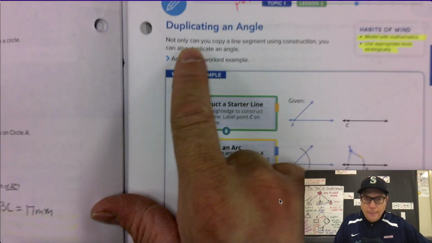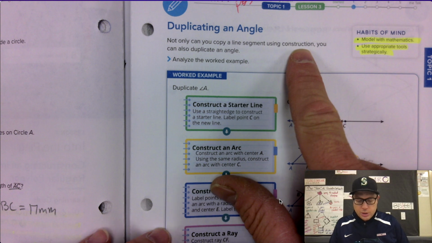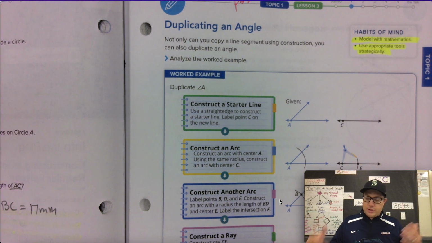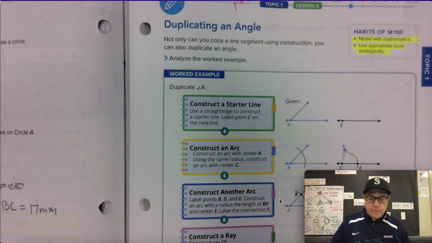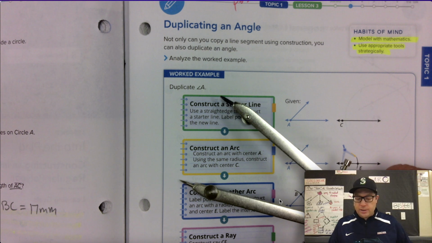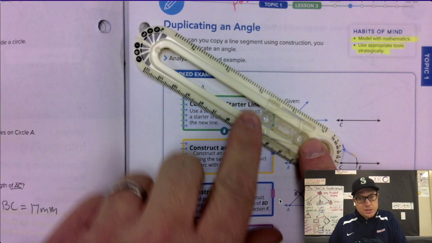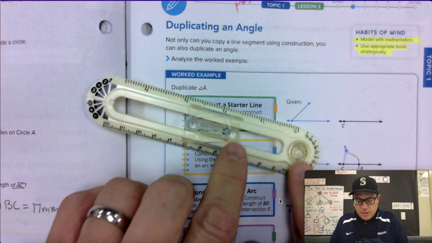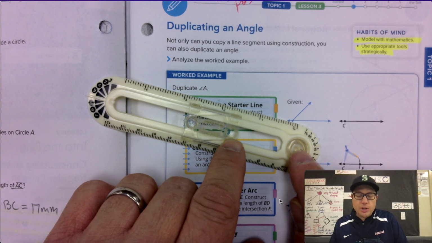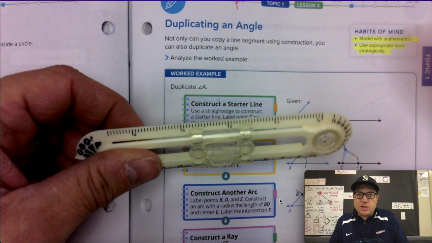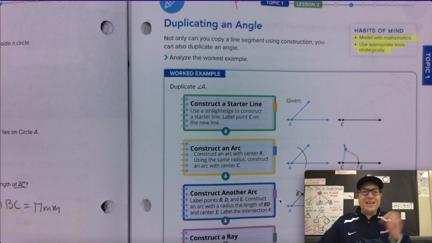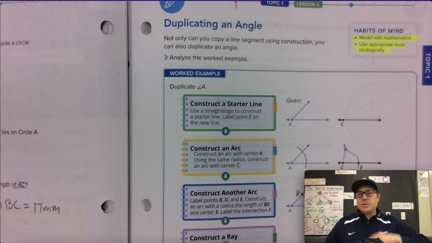Not only can you copy a line segment using construction, which we've done, copy a line segment with one of these compasses, where you use the span in these compasses to determine how long it is, or you just straight up measure it, how many inches or millimeters that line segment is. Use a straight edge. What we're gonna do now is talk about how we can duplicate an angle, literally the title.